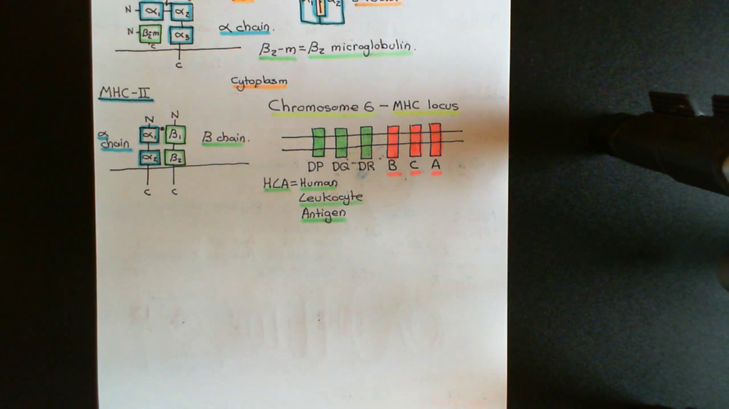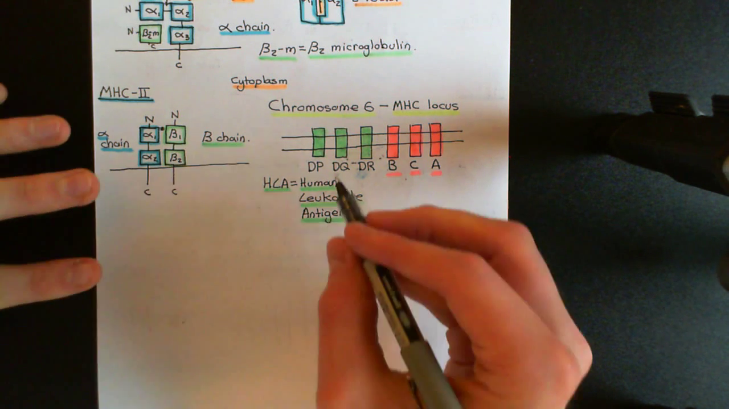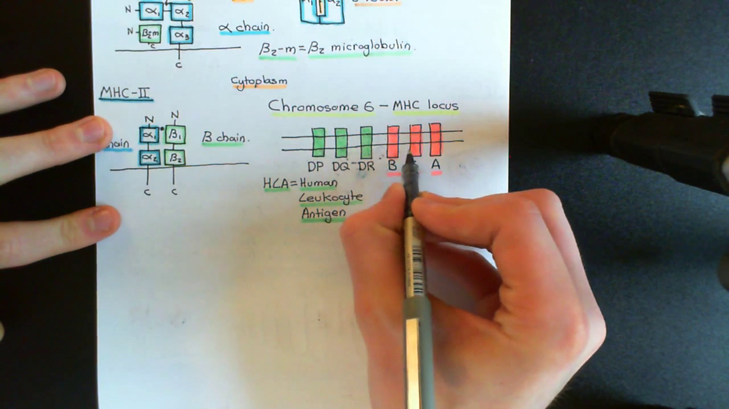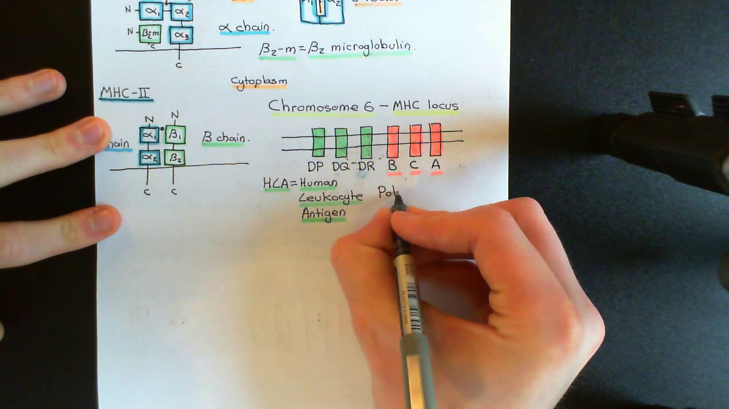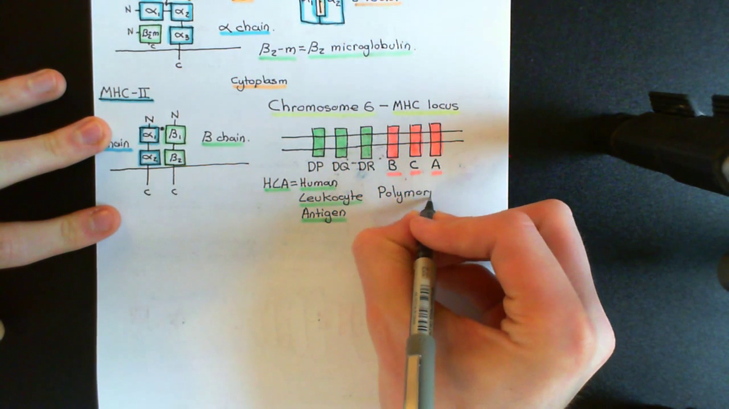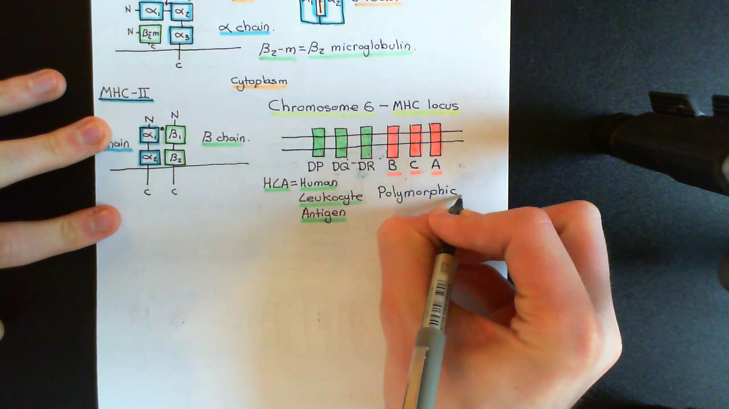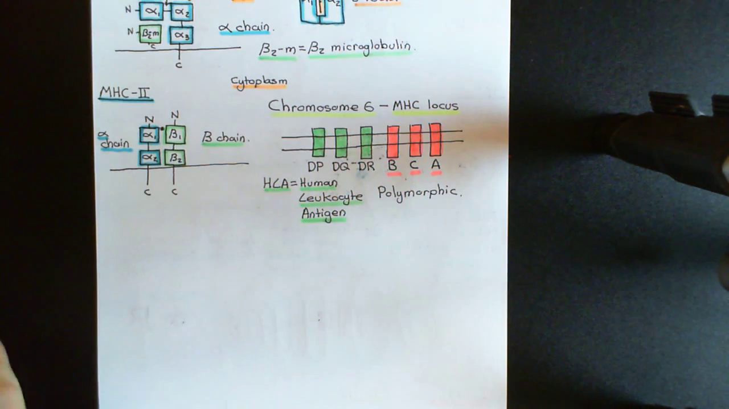Next difficult concept is that all of these loci here, these 6 loci of the MHC locus, they are all extremely polymorphic. So what does this word mean? Poly means many, morphic means form. So they have lots of different forms.